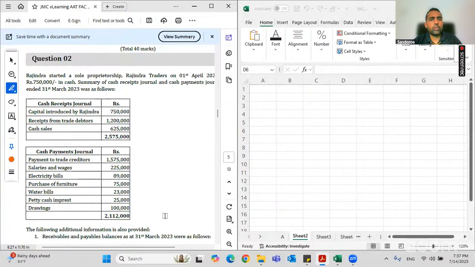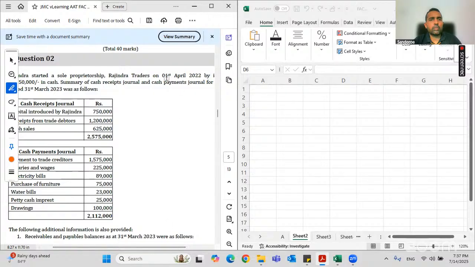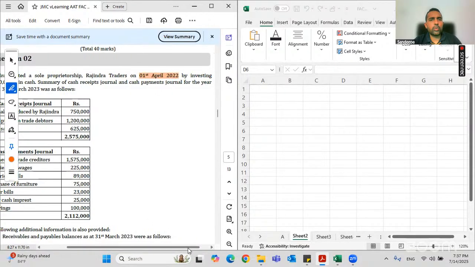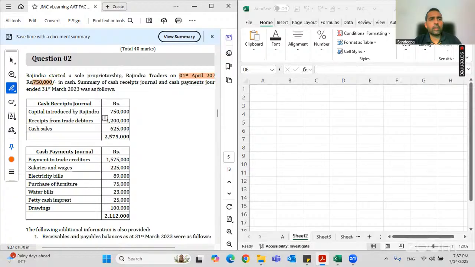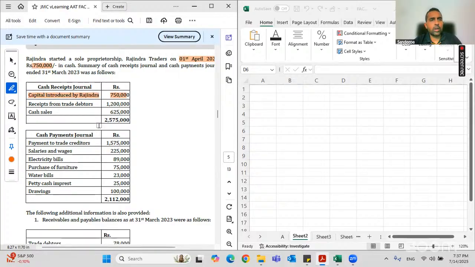Rajendra started a sole prop on 1st of April 2022 by investing rupees 750. Here, 750 in the cash receipts. Summary of receipt and the payment journal is given to you after 1 year. Capital 750, receipt from the trade debtors, cash sales, payment to creditor, salaries, electricity, furniture, water bill, petty cash, drawings, 100,000.